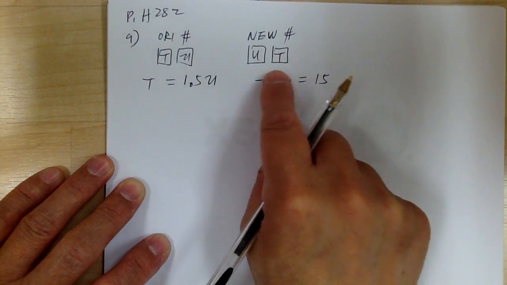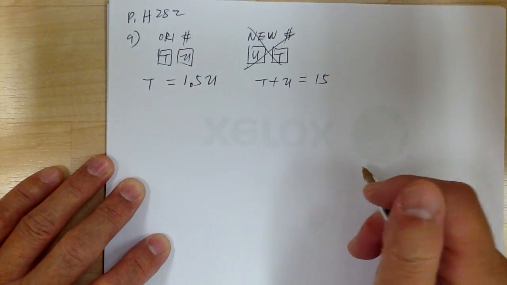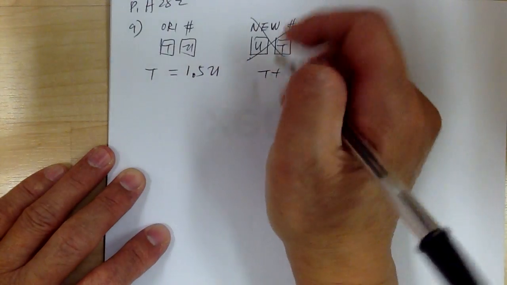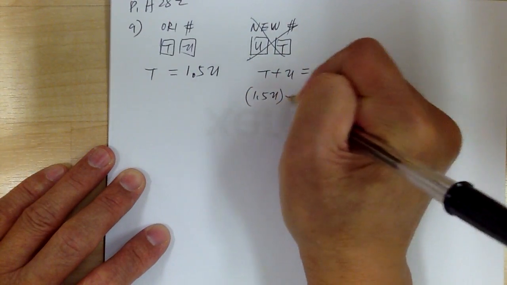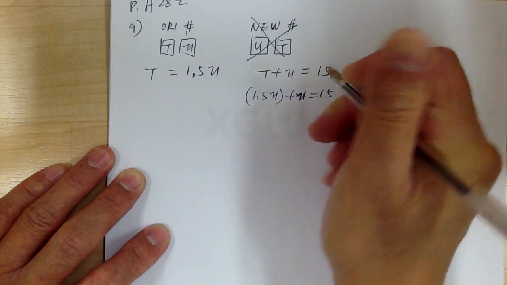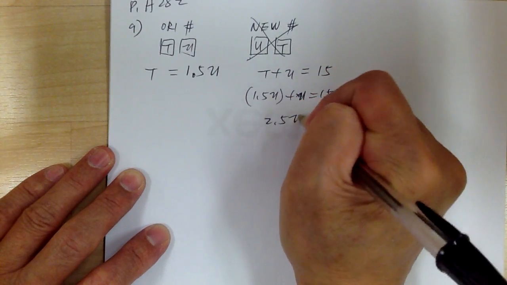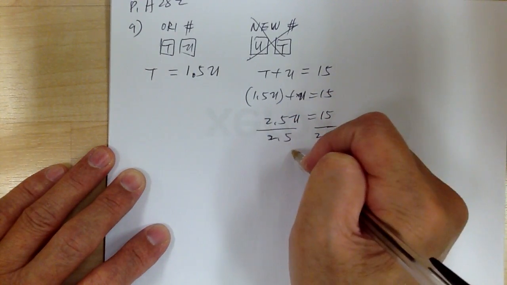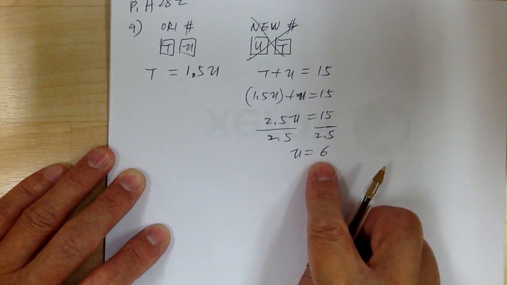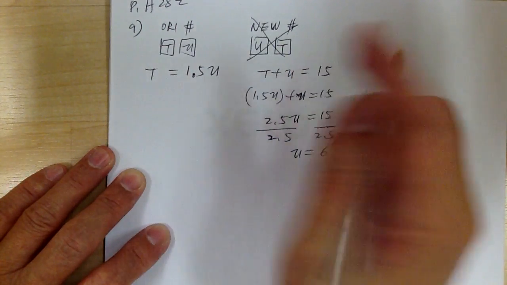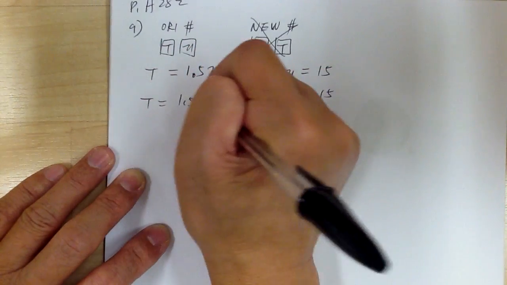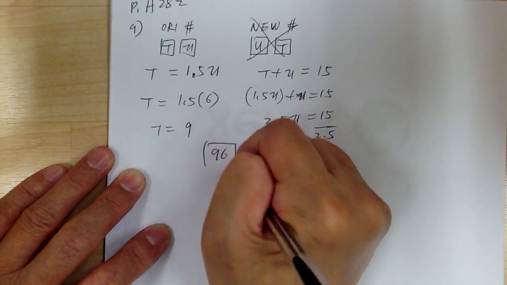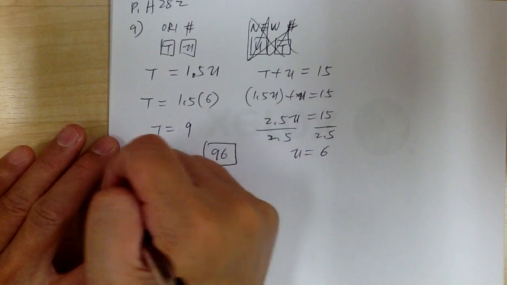So this one actually does not even have the new number. Okay, so again you substitute. So 1.5u plus u equal to 15. Combine the like terms, you get 2.5u equal to 15. Divide by 2.5. So u equal to 6. So u equal to 6, and you can use this one or you can use it, doesn't matter. So if you use this one, t equal to 1.5 times 6. So t equal to 9. So your answer would be 96. So this one does not even have the reversal, so you don't even have to worry about that.